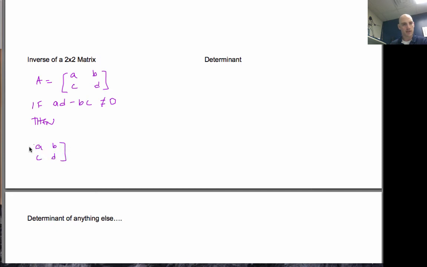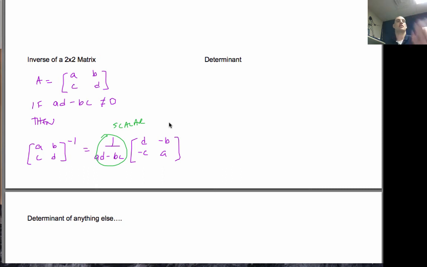A, B, C, D, and this is the notation for inverse, is equal to 1 over AD minus BC times, so this is a scalar here, times D, negative B, negative C, A. So what happened here? This is called a scalar because it's going to be a number. You'll notice here we've got a fraction, so that's why this can't be 0. This is a scalar, and then D and A switch, and then C and B become negative. And so this is going to be the inverse of it.